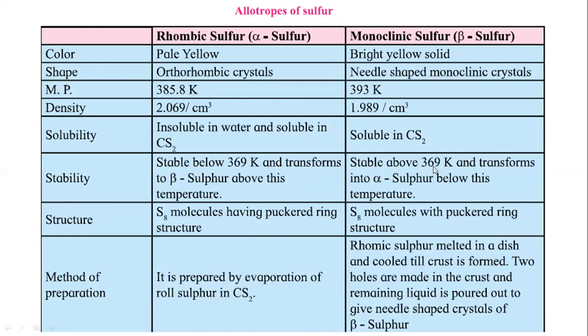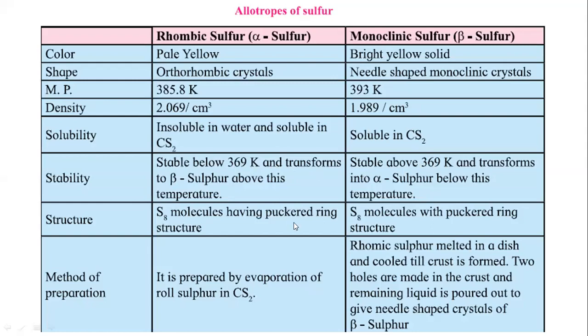Monoclinic is stable above 369, which means if the temperature is below 369, it will be converted into alpha sulfur. At the temperature 369, both the allotropic forms are stable. So such a type of question can be asked for the examination: mention the temperature at which both the allotropes of sulfur, rhombic sulfur and monoclinic sulfur, are stable. Such questions are also asked for the CET, and students neglect this difference. So don't neglect the difference.